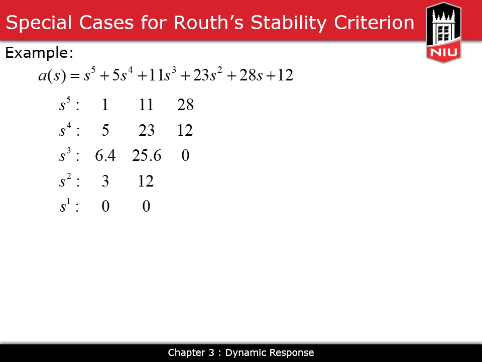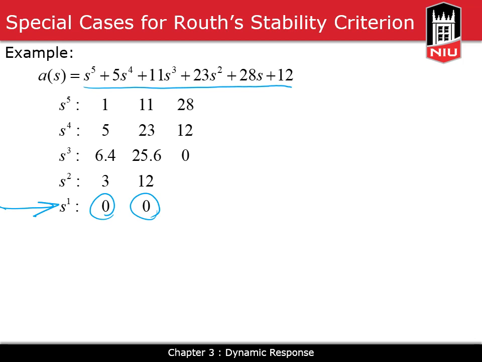Another example, we have a characteristic polynomial like this. We'll put the first two coefficients into the first two rows, then find the next row, the row after that, and then when we get to this row, it looks like we will get two zeros. So we have a row of zeros. We cannot complete the next row before we do something about this row.